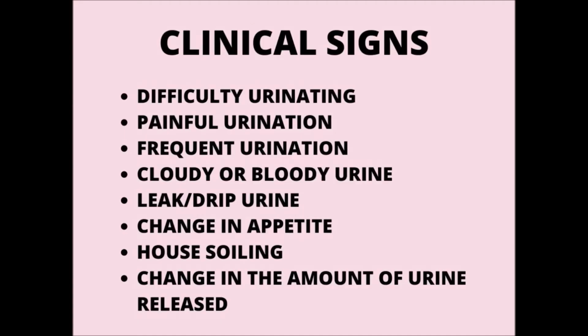The most frequent clinical signs of urinary problems in dogs are the following: difficulty urinating, painful urination, frequent urination, cloudy or bloody urine, leaking or dripping urine, change in appetite, house soiling, change in the amount of urine released. If your dog is showing any of these clinical signs, then a physical exam and diagnostic testing by a licensed veterinarian is required to help determine the cause of the urinary issues.